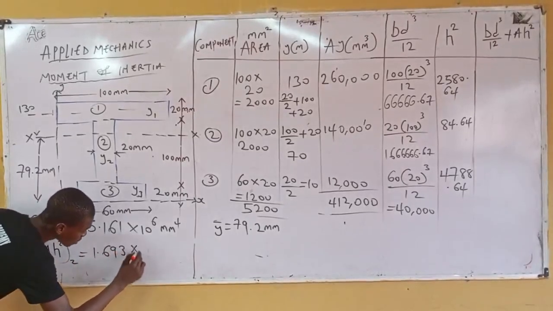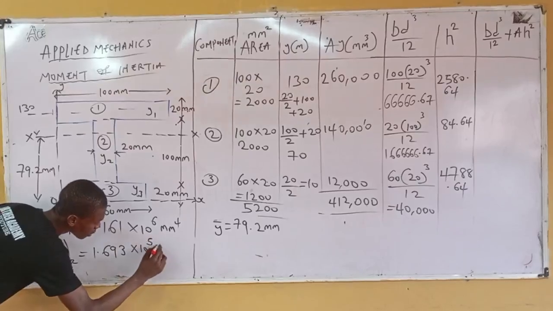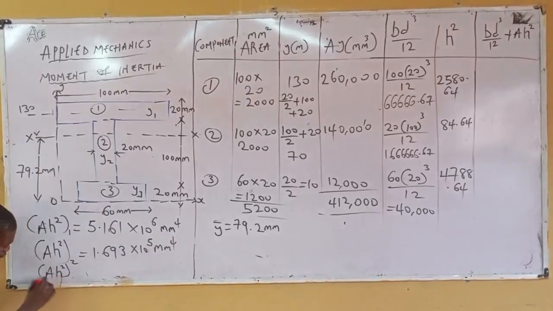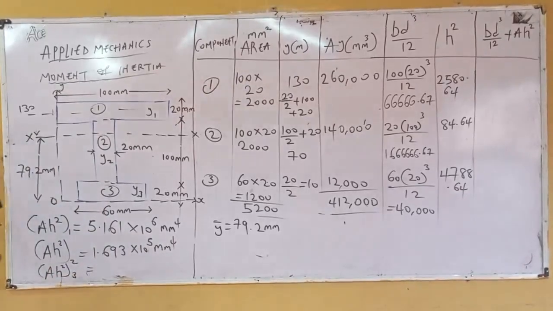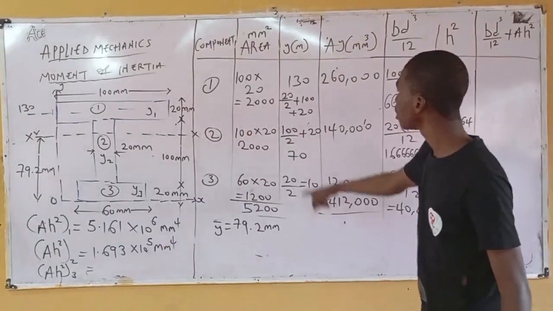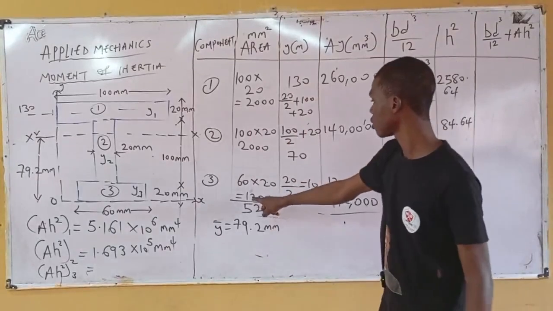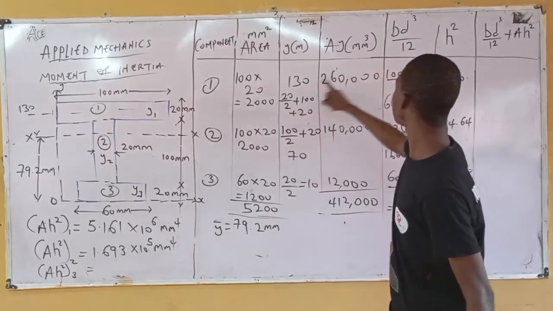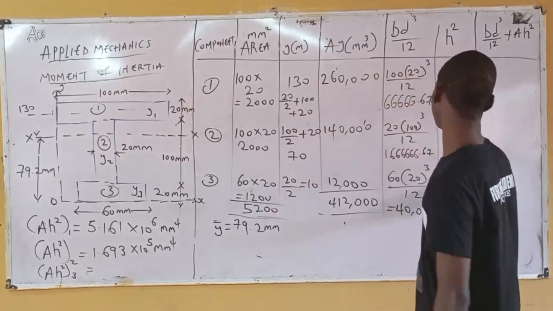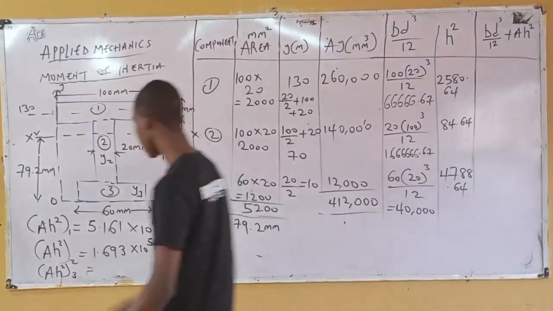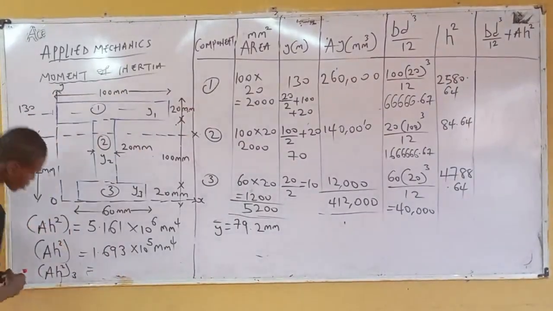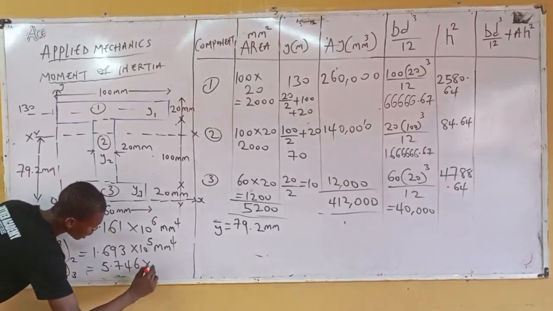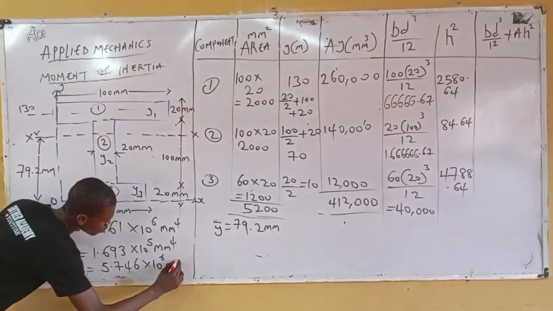1.693 times 10 raised to power 5 millimeter raised to power 4. Now, for the last one, Ah squared of component 3. Come back to your table here. A is what? 120. This is the summation. A is 120. Your A squared is 4788.64. So multiply. What do you have? 5.746 times 10 raised to power 6 millimeter raised to power 4.